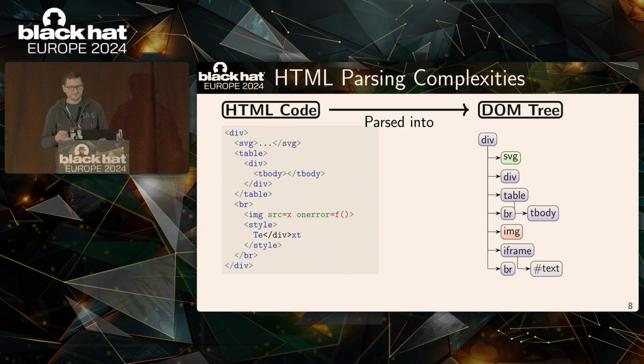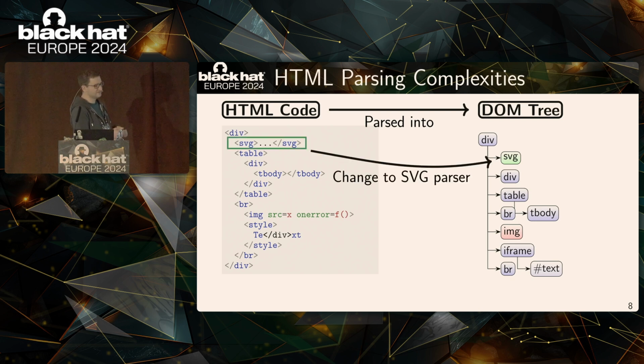I assume everybody here has written some HTML in some capacity, and HTML looks really simple, but parsing HTML is actually really not simple. I will just go over a few quick examples of why that is the case. For example, if you have an SVG tag, the parsing will change to an SVG parser, which has the same syntax, but the elements will get assigned different meanings. The semantics of some text will change.